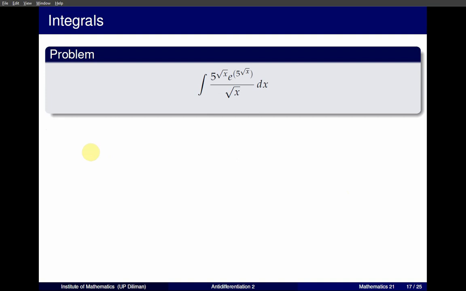Integral of 5 raised to square root of x times e raised to the quantity 5 raised to square root of x, all over square root of x dx. If you want to solve the problem before looking at the solution, you may pause the video now. I'll give you 5 seconds.